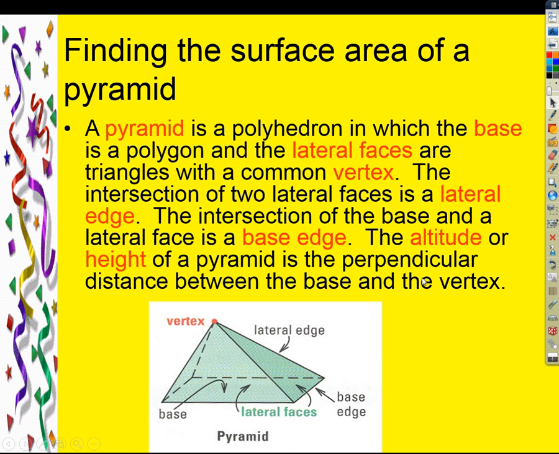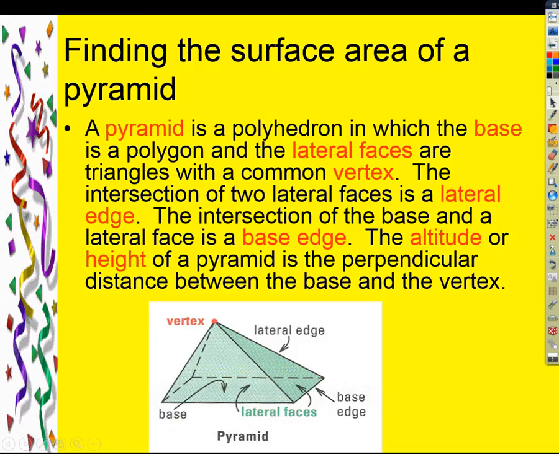So let's start off with pyramids. Let's review the anatomy of a pyramid. Pyramids are polyhedrons, right? They're built from a bunch of polygons pieced together. They consist of a base, and then they have triangular faces that all meet at a common vertex.